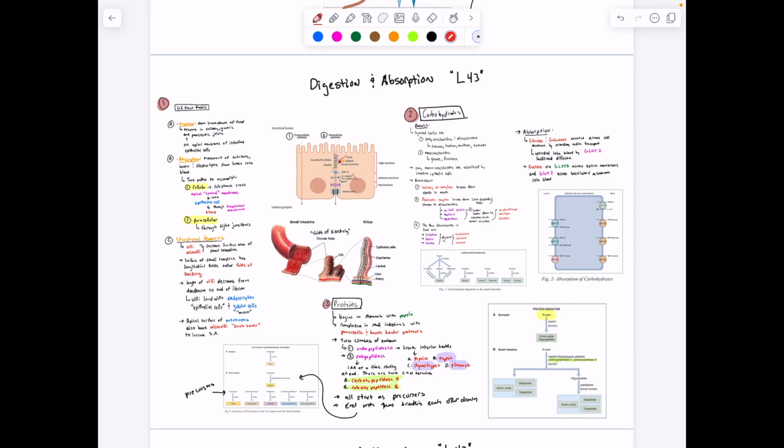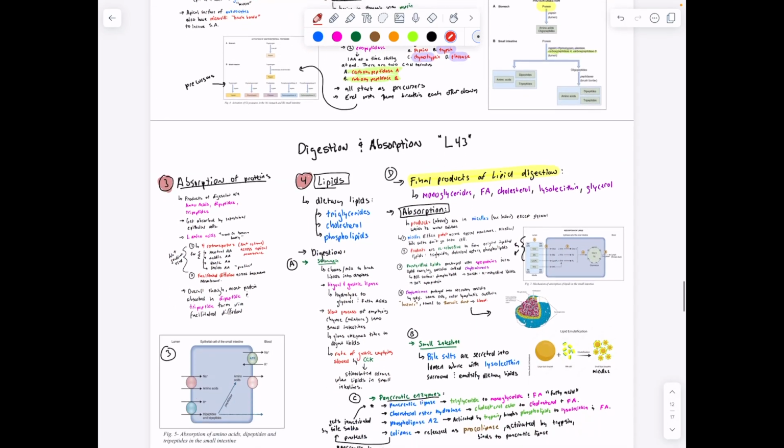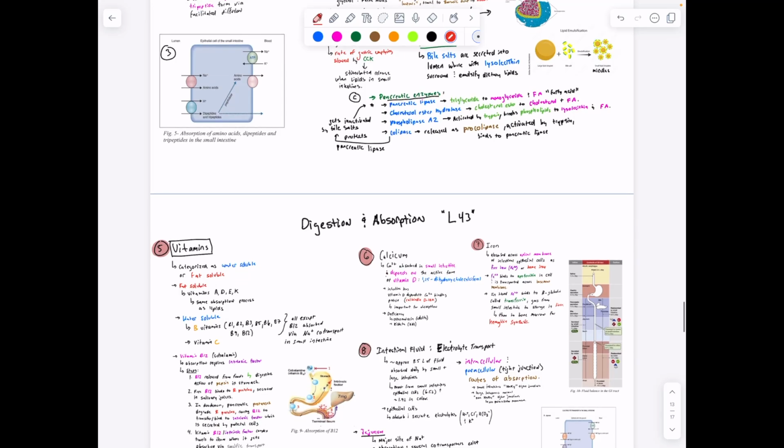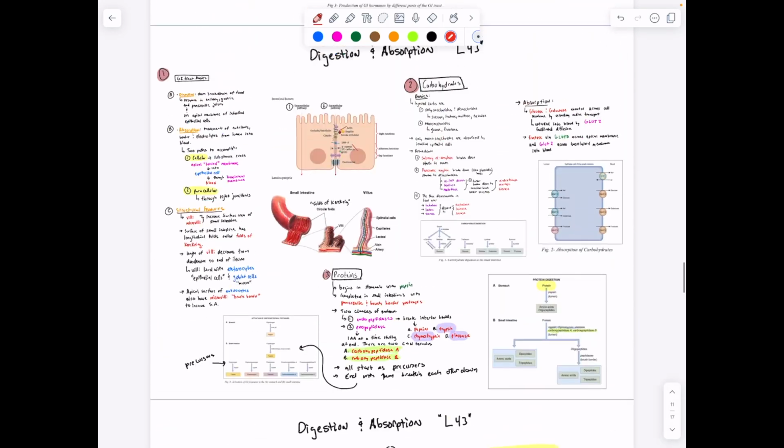All right, we're back with our final lecture, lecture 43. Summary: we have digestion and absorption. So pretty much we're just looking at the basics of digestion and absorption with a focus on what we're actually doing that on: carbohydrates, proteins, lipids, and getting in some vitamins, calcium, and iron, and then talking a little bit about fluid and ending with a discussion of diarrhea.